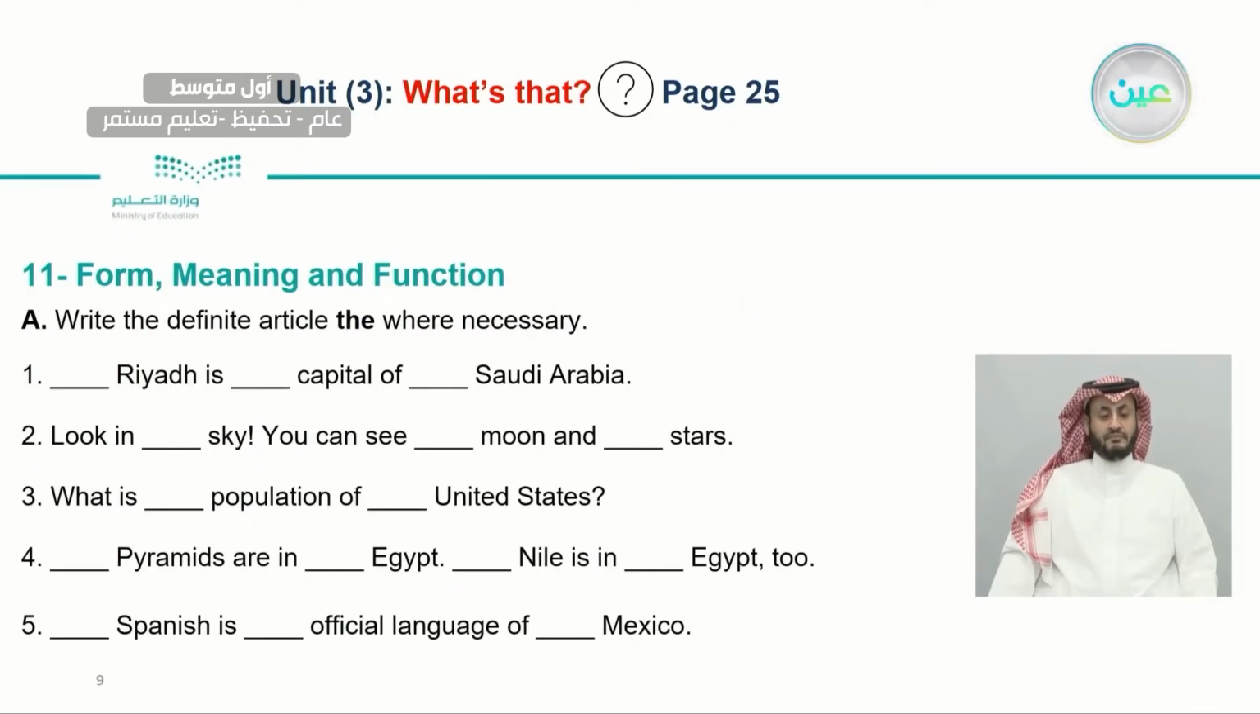Let's look at page 25, open your book, letter A, write the definite article the where necessary. Look at number 1: Riyadh is capital of Saudi Arabia. What do you know about Riyadh? Riyadh is the capital city, I just said that. Riyadh is the capital city of Saudi Arabia. So, which is the correct definite article here? The, okay? The capital of Saudi Arabia.